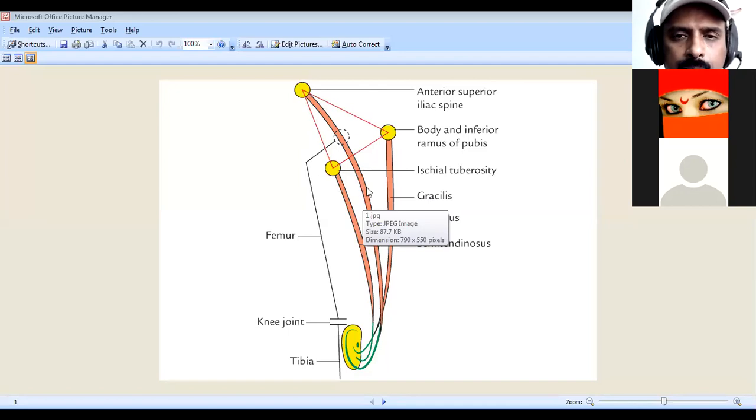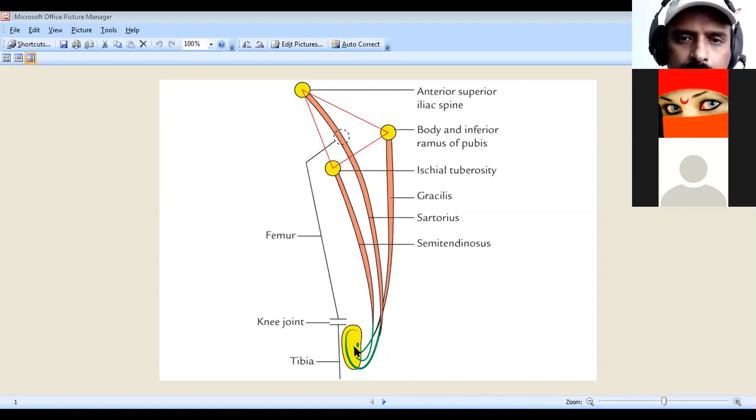Sartorius belongs to the anterior compartment. Gracilis belongs to the medial compartment, and semitendinosus is the posterior compartment. The nerves are the femoral nerve, obturator nerve and sciatic nerve. So three different elements, three different muscles, three different compartments and three different nerves, all anchored at one point at the tibia, and called a guy rope. That is all you have to remember in total about the guy rope. Next question comes: what is the anserine bursa?